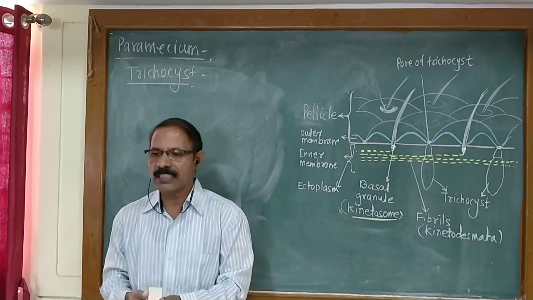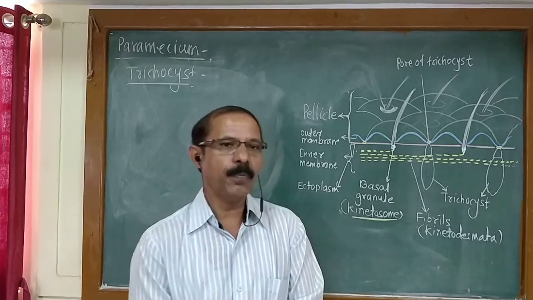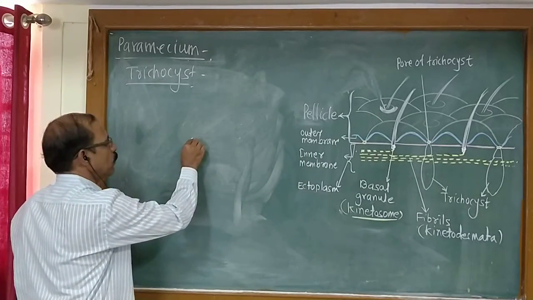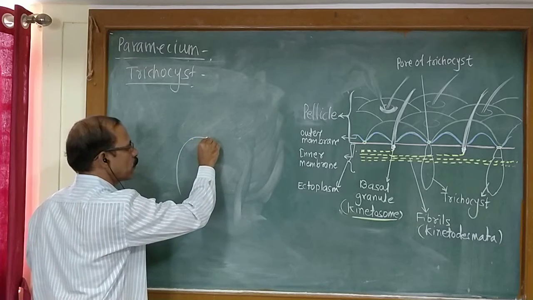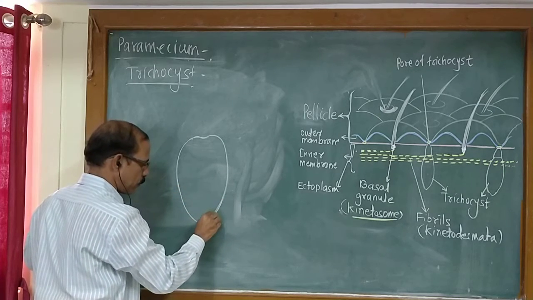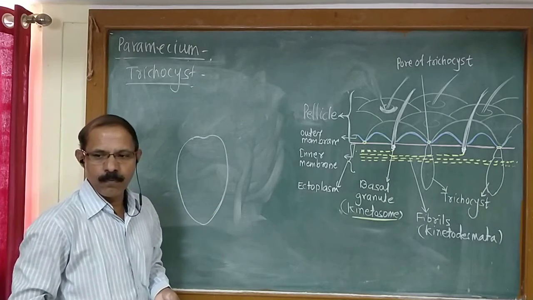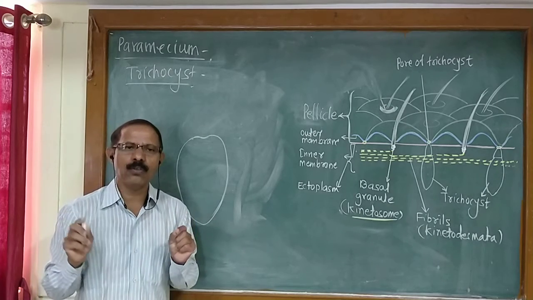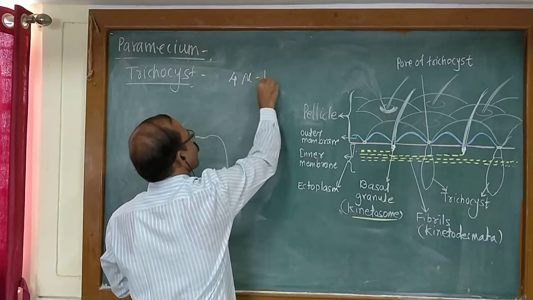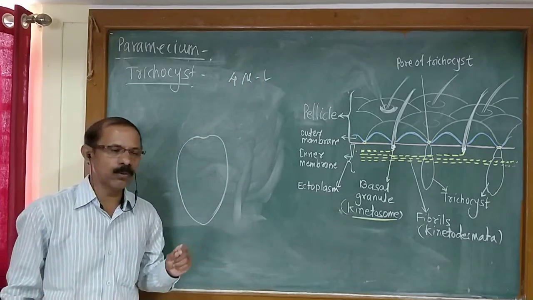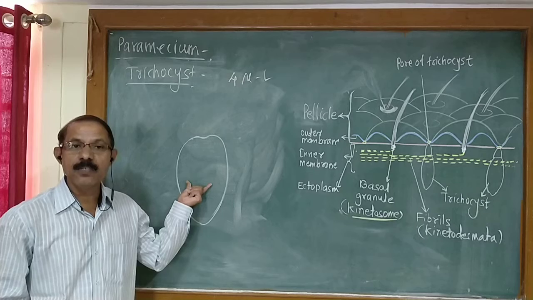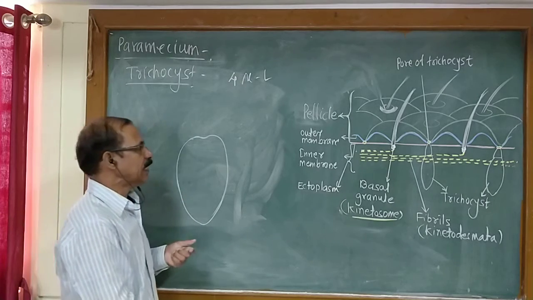The trichocyst is a minute carrot-shaped, spindle-shaped body. If we look at the rough structure, it is a carrot-shaped, spindle-shaped body, and it is microscopic, 4 micron in length. Location, we have learned: it is present at right angle to the body surface.